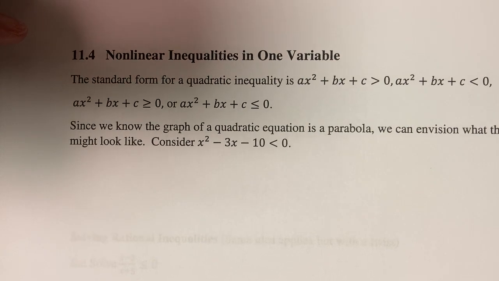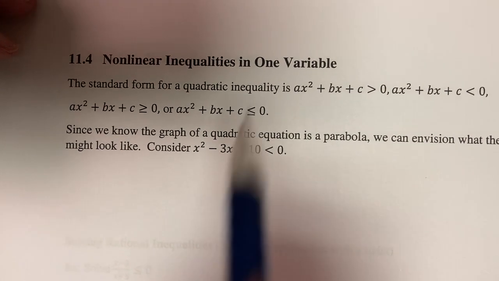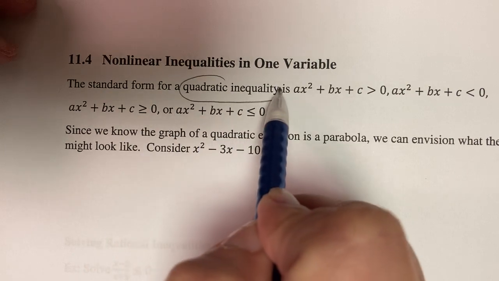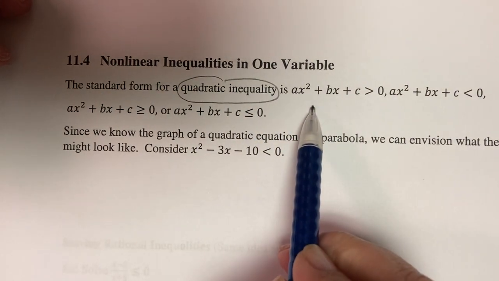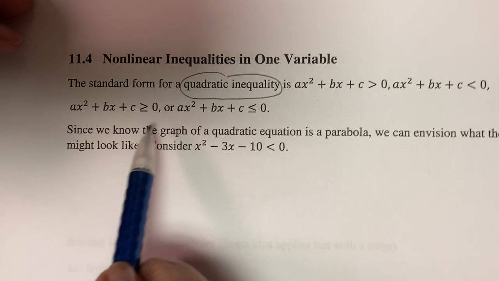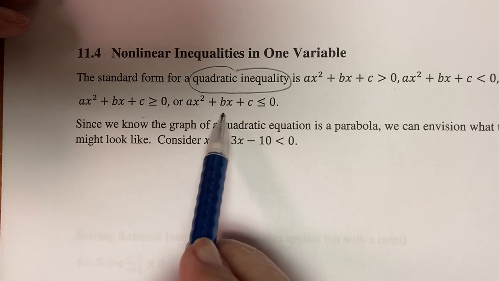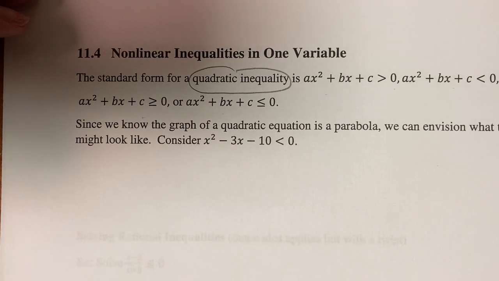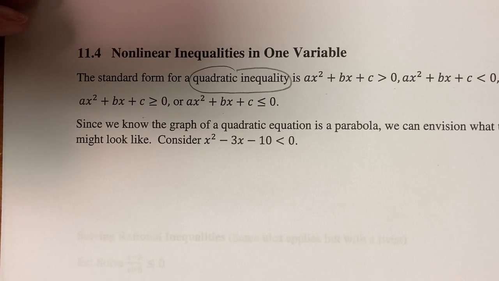Specifically, we're going to be talking about two different types of inequalities. We're going to be talking about a quadratic inequality, which can be any one of these forms. So it can be greater than 0, less than 0, greater than or equal to 0, less than or equal to 0. And we're also going to be talking about, on the second page, rational inequalities. So we'll have fractions.